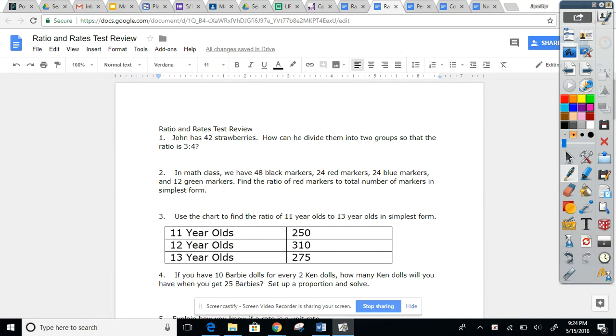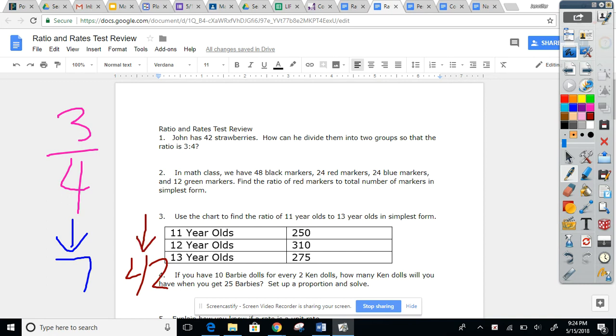If not, try to rewatch the video. So let's say that again. Okay, so the ratio was 3 to 4. This right here gave me a total of 7 strawberries. Okay, I want to end up with 42 strawberries. So that means my next ratio needs to be 42. 7 times 6 is 42. That means I want to multiply my whole ratio by 6.